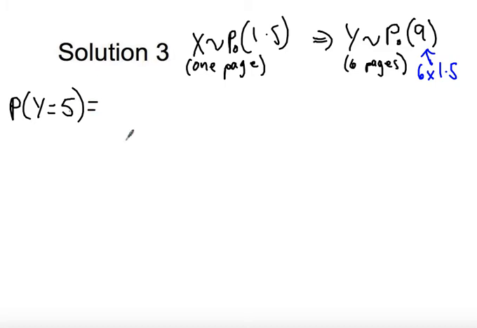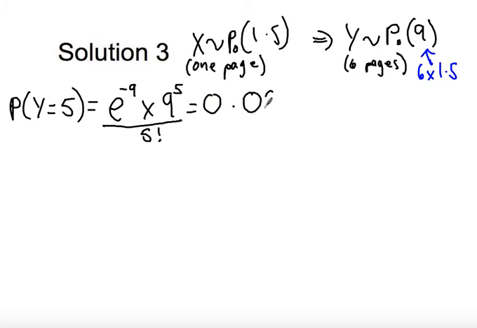Now, I would take this opportunity to practice using the formula. So we get e to the minus lambda, so e to the minus 9, times lambda, which is 9, to the power of our x value, which is 5, over 5 factorial. Work this through on the calculator carefully. You should get an answer of 0.0607 to 4 decimal places.